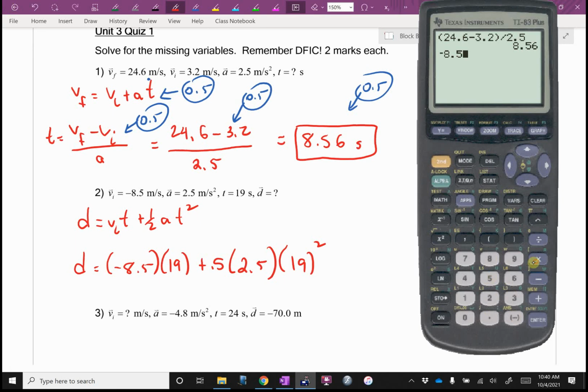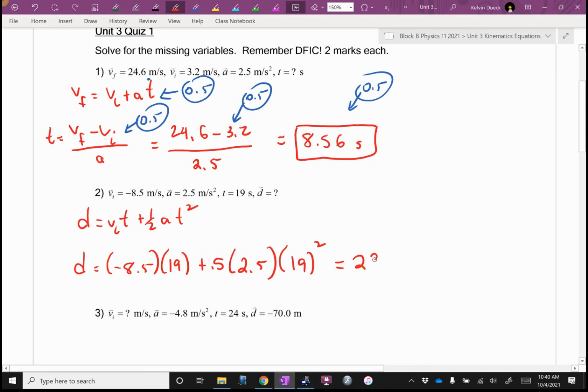Negative 8.5 times 19 plus 0.5, 0.5 times 2.5 times 19. Don't forget the squared. Y'all get 289.75? If I go to 3 sig figs, 290? If you wrote the whole thing, I'm not going to freak out, but I'll go to 3 sig figs, 290. I'll even put a dot there to make it 3 sig figs. Units.